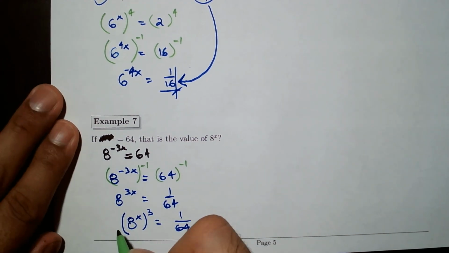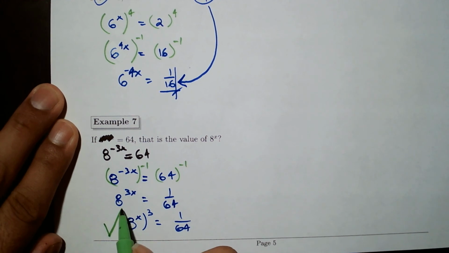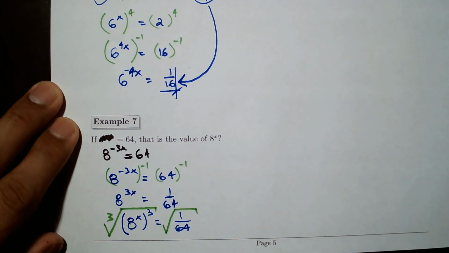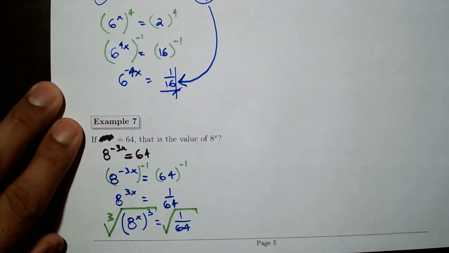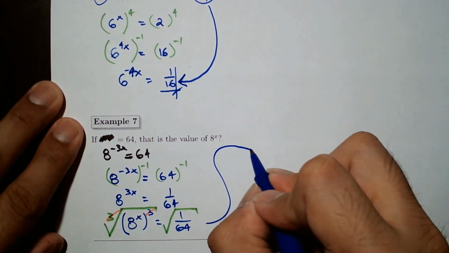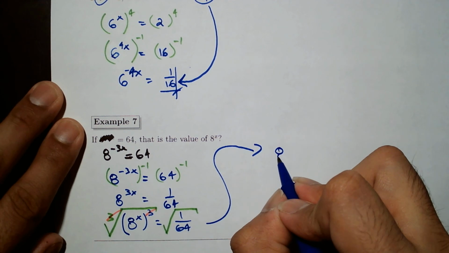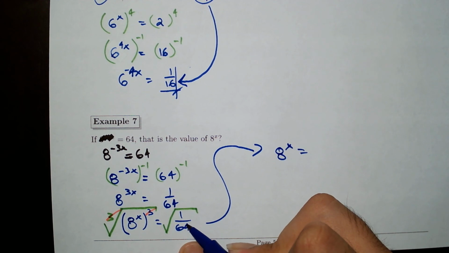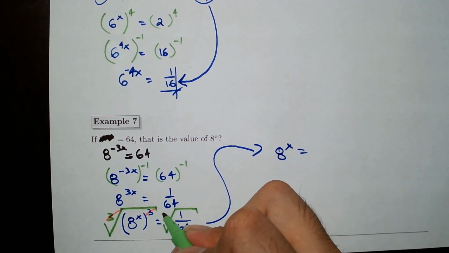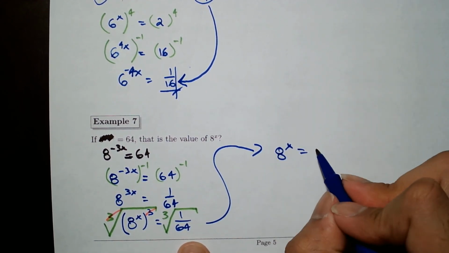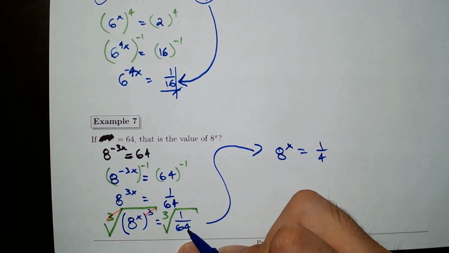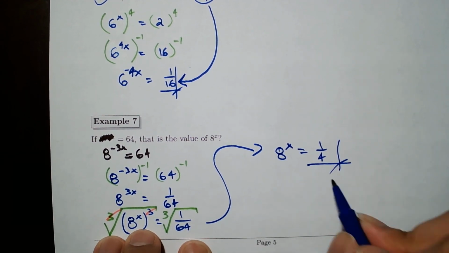Now, the question is, how do I get rid of this cubed? Well, by doing the inverse of cubing, which is taking the cube root. In this case, this cube root will cancel this cube power, and we are going to be left with a to the x. Now, what is the right-hand side reducing to? Well, the cube root, don't forget the index, cube, of 1/64 is 1/4, because 1/4 cubed is going to give us 1/64. So 1/4 is the final answer.